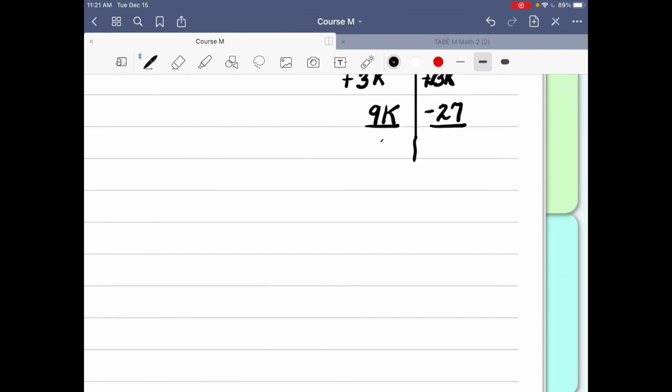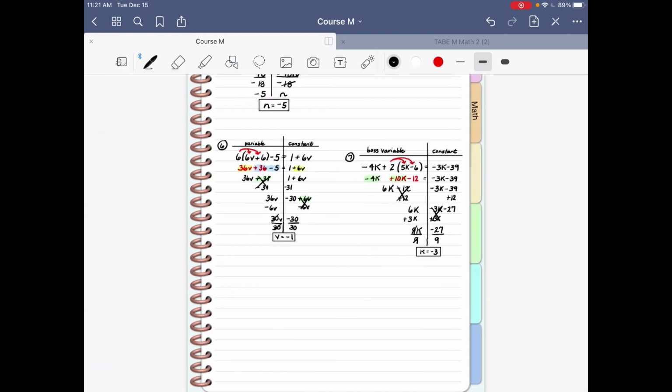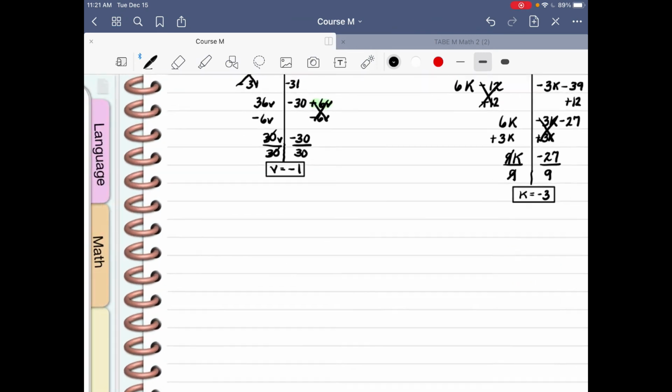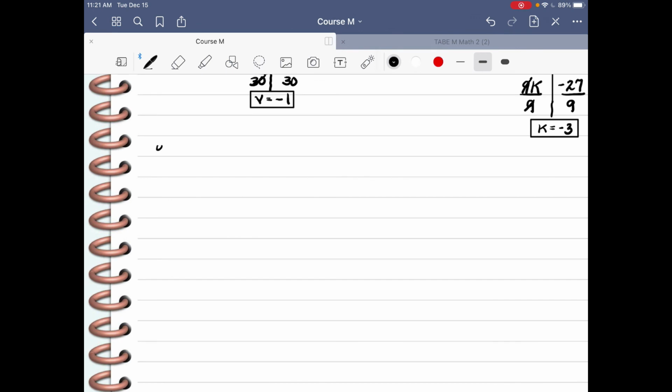Need to divide by 9, the coefficient. So k is negative 3. That one is a beast also. In just a minute when we get finished with these, I will go back and show you where we started, what those equations looked like. Okay, number 8. Let's try to squeeze it in right here.